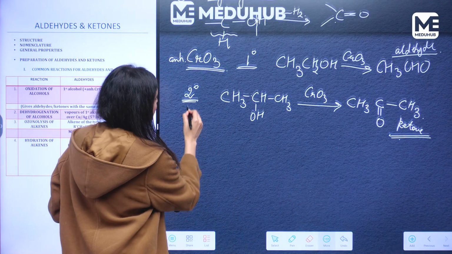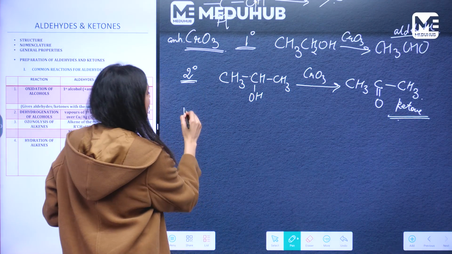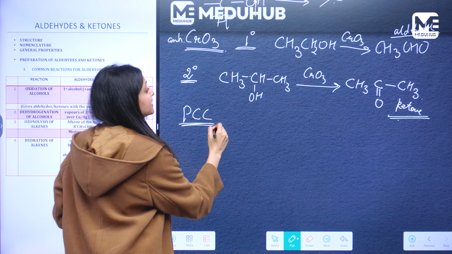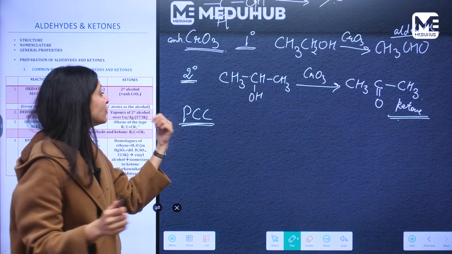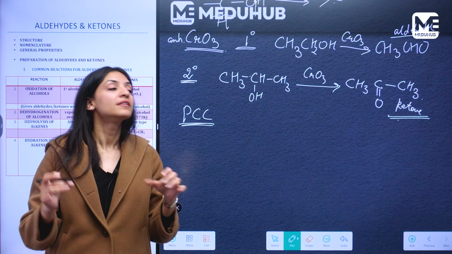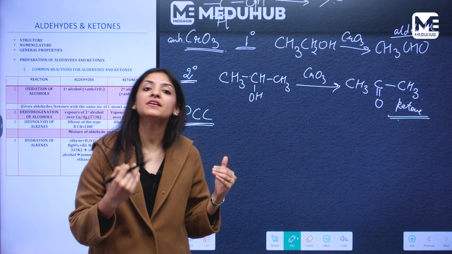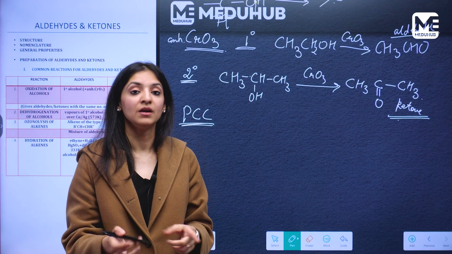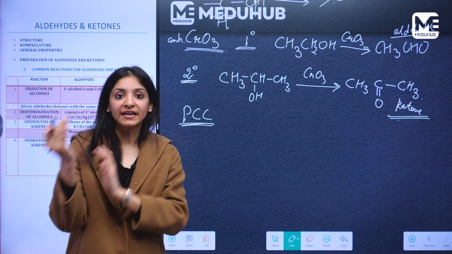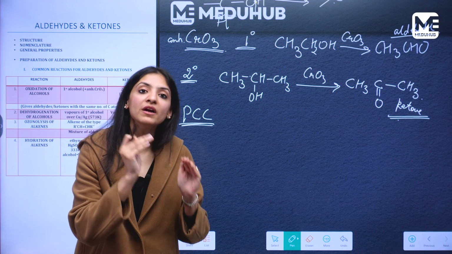which is the use of pyridinium chlorochromate, which is PCC. What is special about PCC is that if there is a double bond present in the alcohol, that is, if we have an unsaturated alcohol, we can oxidize it to an aldehyde and leave the double bond untouched.